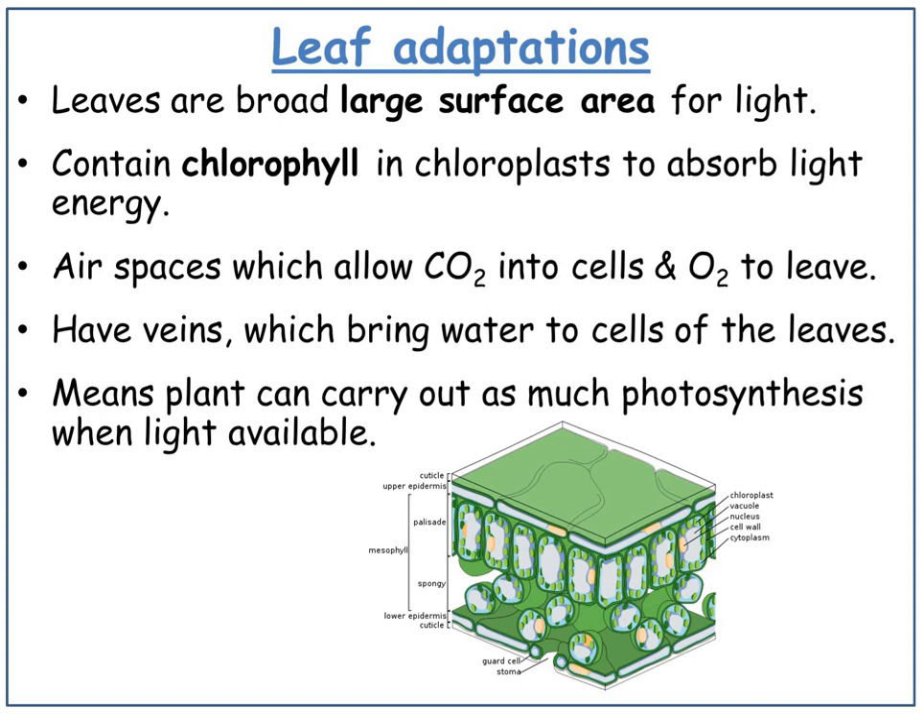Some leaf adaptations for photosynthesis are they have a broad, large surface area for light absorption. They contain chlorophyll in chloroplasts to absorb light energy. They have air spaces which allow carbon dioxide into cells and oxygen to leave. They have veins which bring water to the cells of the leaves, and it means that the plant can carry out as much photosynthesis as possible when the light is available.